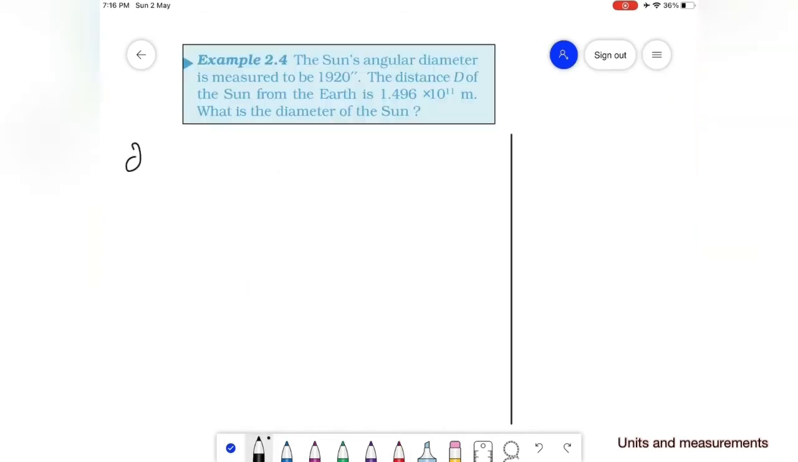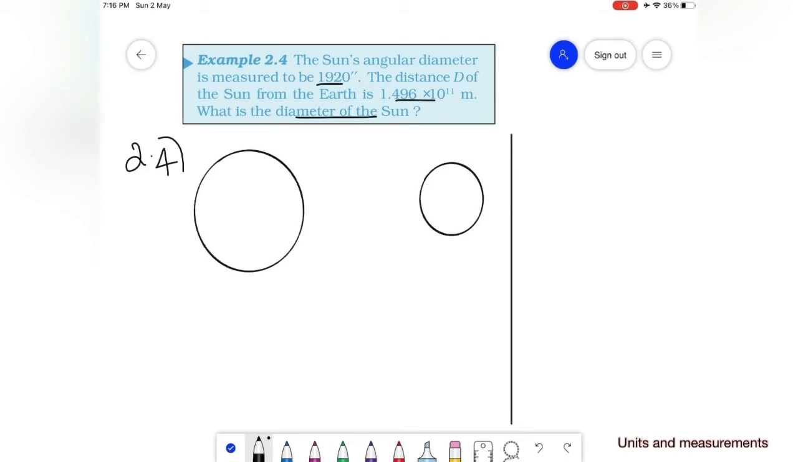That's our example 2.4. The question here is, the sun's angular diameter is measured to be 120 seconds. The distance D of the sun from the earth is 1.496 into 10 power. What is the diameter of the sun? So let's draw it. Sun, the earth.